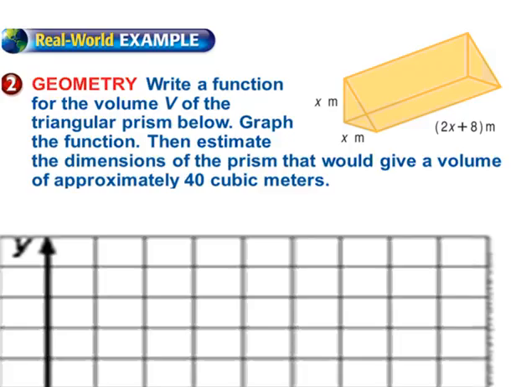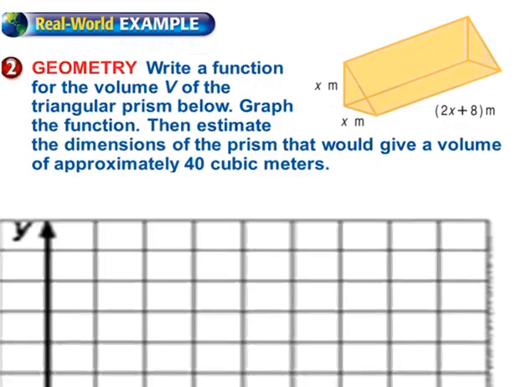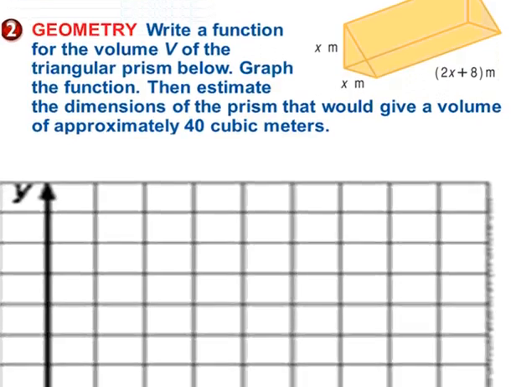Write a function for the volume V of the triangular prism below, graph the function, then estimate the dimensions of the prism that would give you a volume of approximately 40 centimeters. All right. Well, first of all, to find the volume, volume would be the base area times the height.